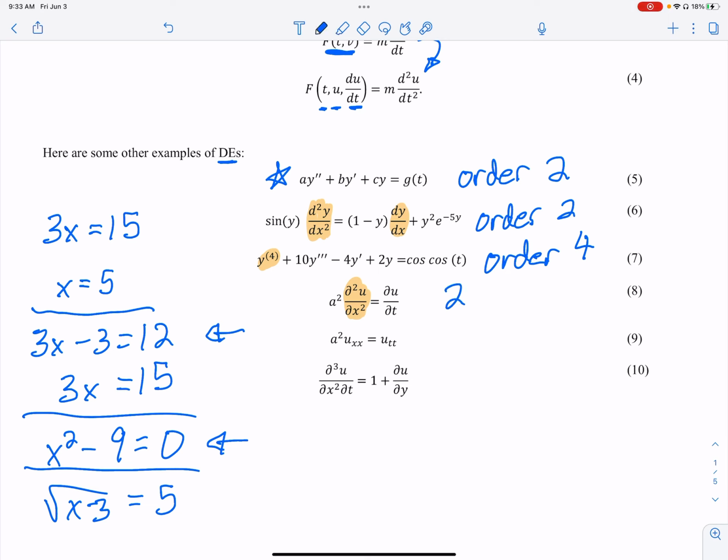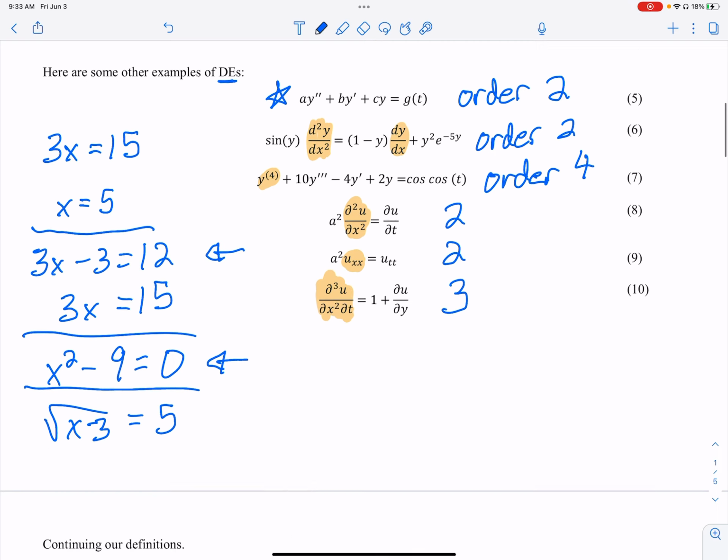The order on this one is a little tricky. We have 2 partials happening, XX, so the order is 2. And then the last one, I have a partial to the third. I'm taking 3 partials, so this order is 3.